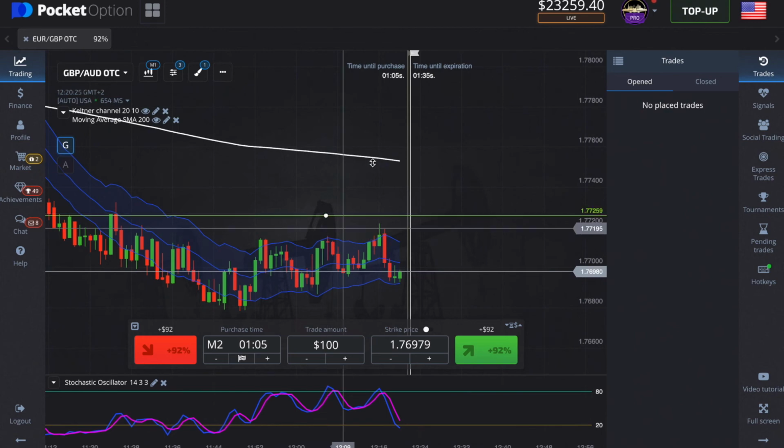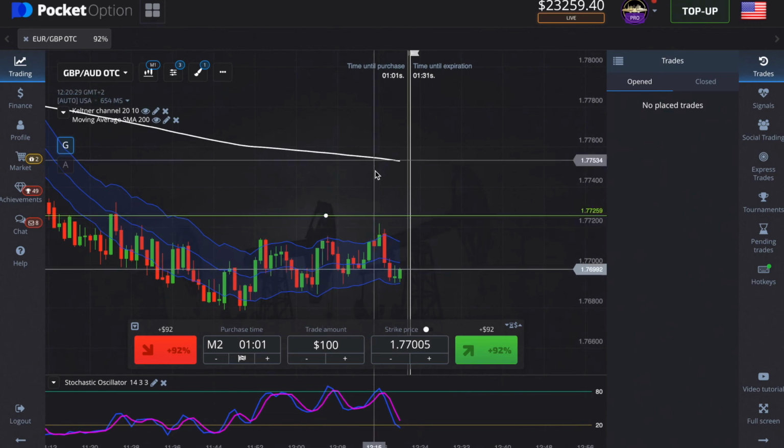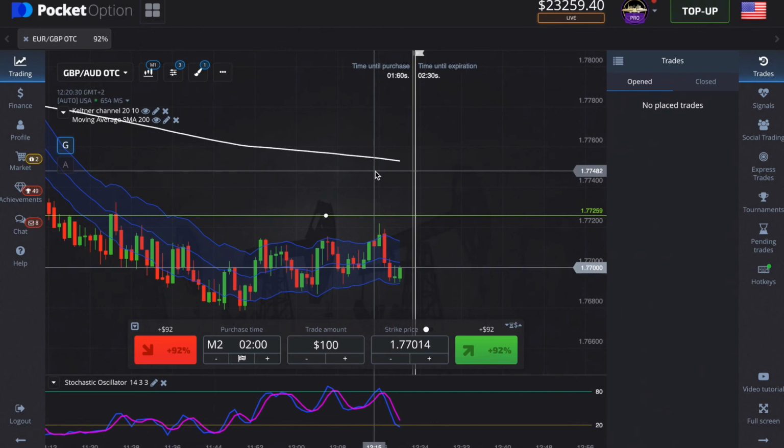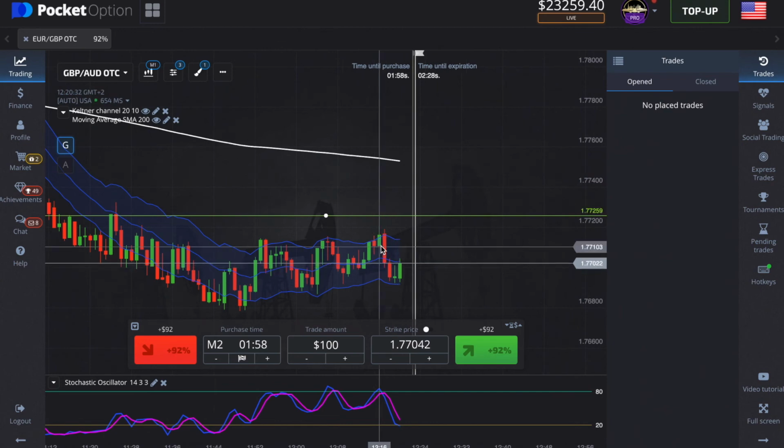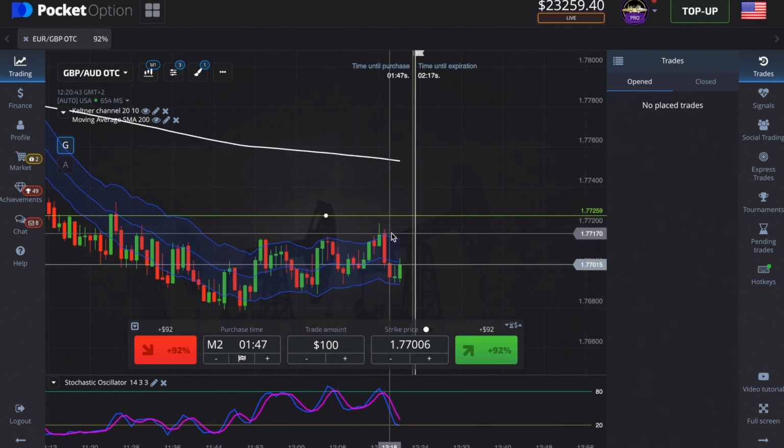So number one, we're on the bottom of the 200 moving average, which means we're going to have a bias towards put options. Number two, it was the perfect time to make a put option because the green candle went into overbought conditions. All right, and then it was actually at the resistance level.